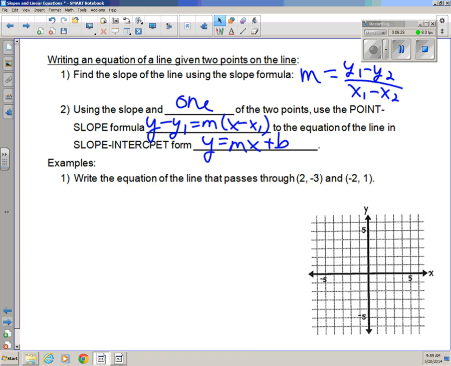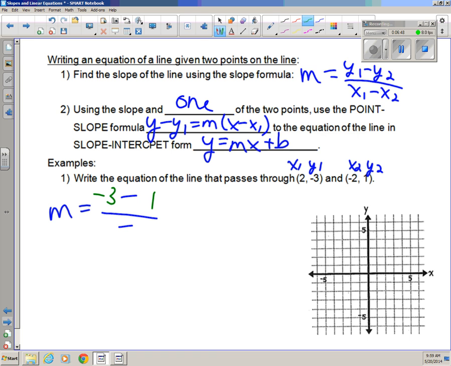Okay, so we're going to find the equation of the line that passes through these 2 particular points. Step 1 says find the slope. Don't forget x1, y1, x2, y2. Your slope is the change in the y's over the change in the x's. So y1 is -3, y2 is 1, x1 is 2, and x2 is -2. When you do the math, -3 minus 1, -4, 2 plus 2, +4, your slope is -1.